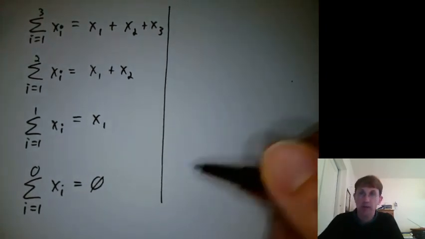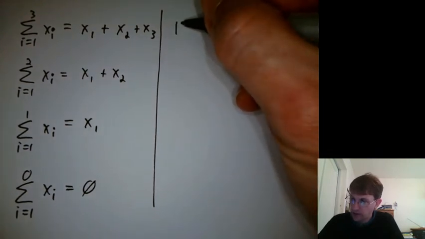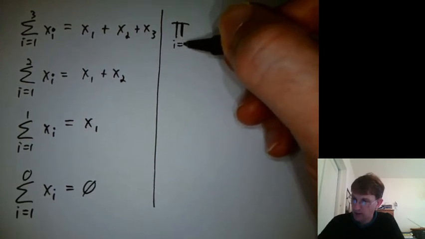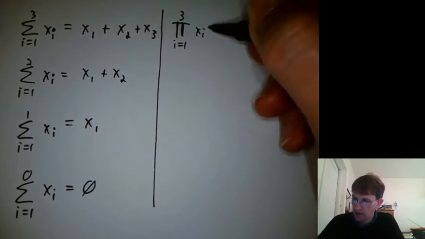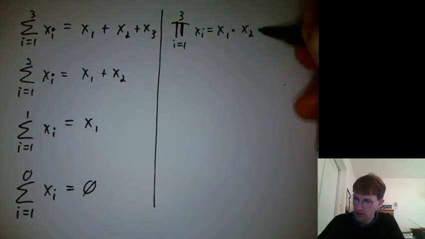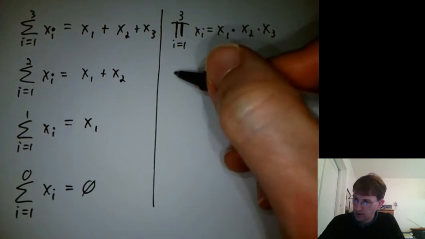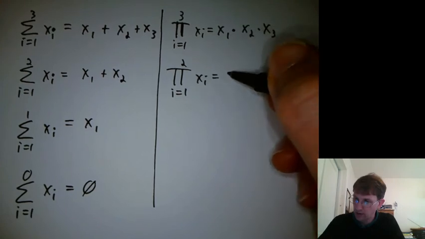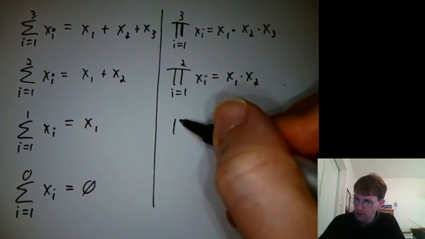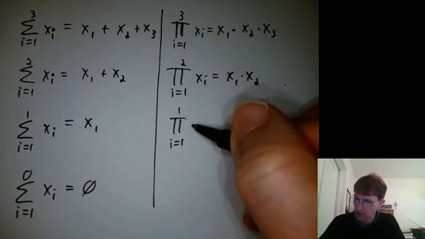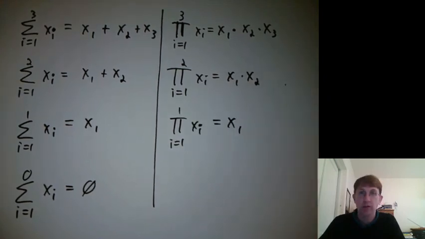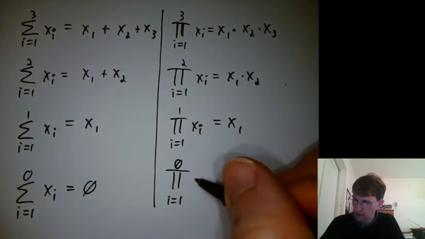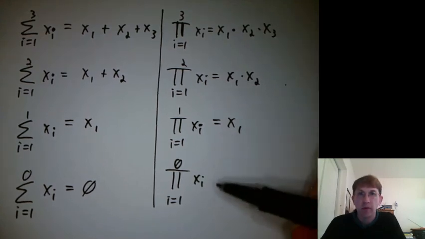Let's think about what if we're taking products. You can write a product of a bunch of things using a big capital Pi like this. You'd say i equals 1 to 3 of x sub i, that would be x1 times x2 times x3. And then the same thing here, i equals 1 to 2 of x sub i would be x1 times x2. i equals 1 to 1 of x sub i would just be x1. And then how about the empty product, i equals 1 to 0 of x sub i? What would naturally go here?